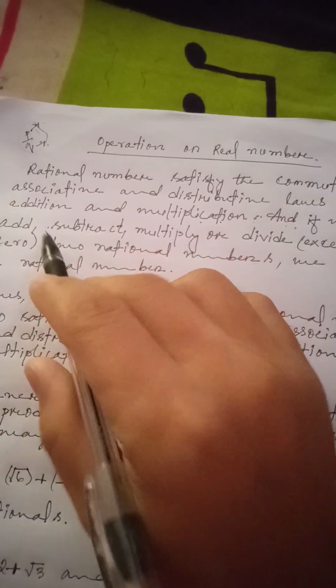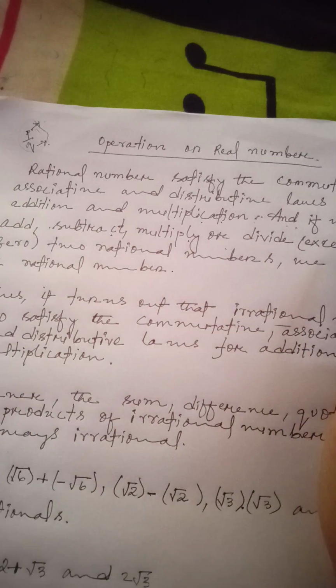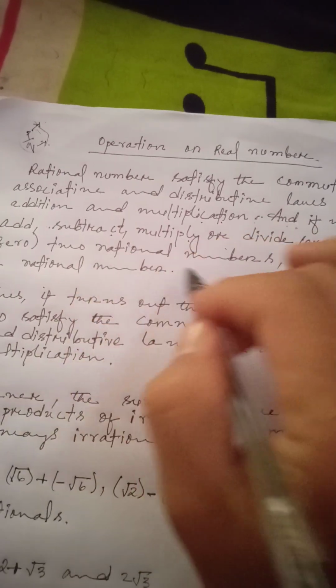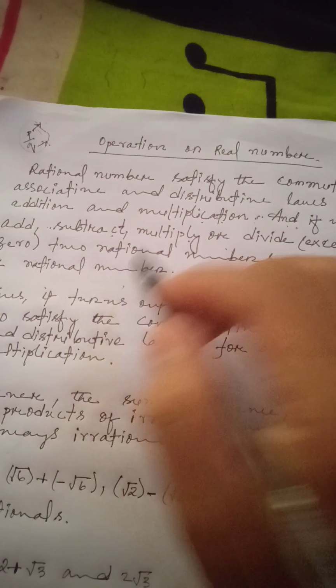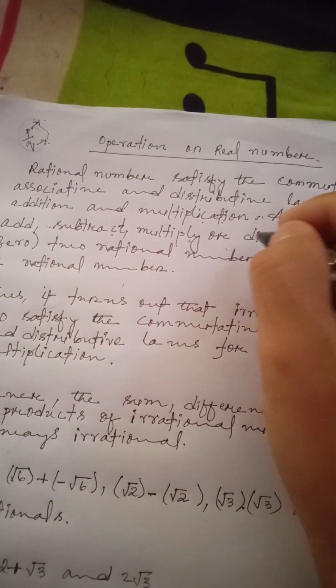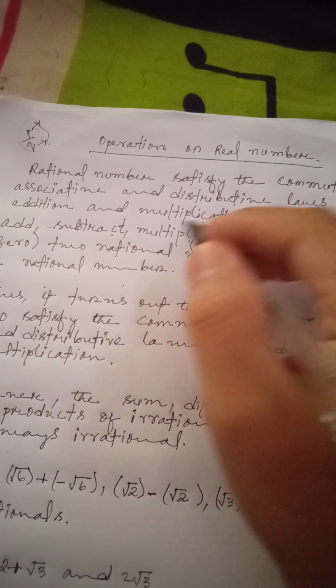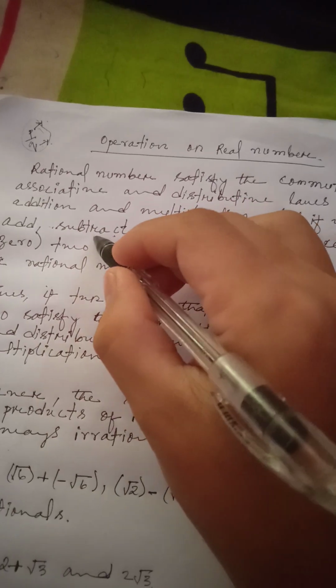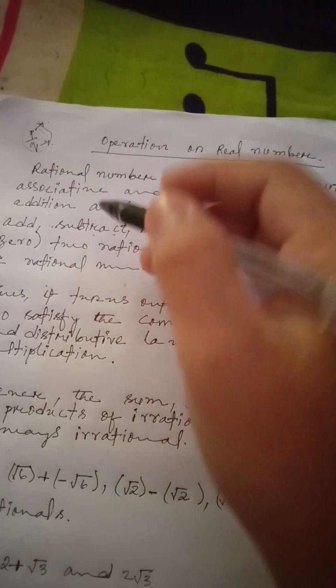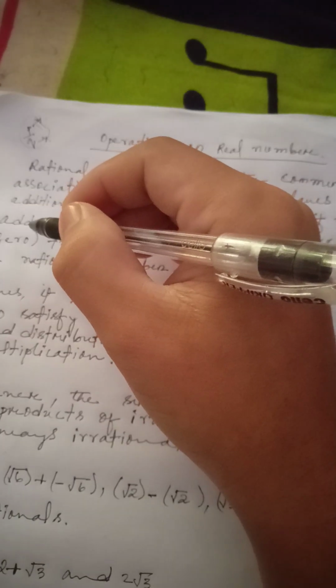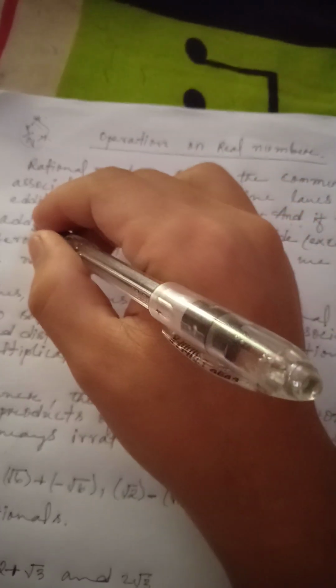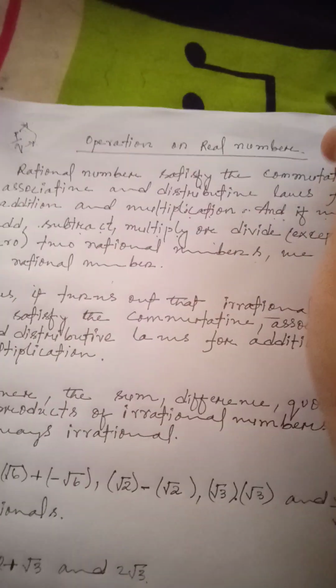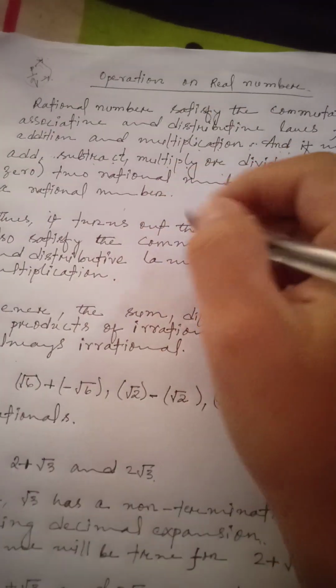And if we add, subtract, multiply or divide (except by 0) two rational numbers, we will get a rational number. Suppose we are dividing two rational numbers, or multiplying two rational numbers, or subtracting one rational number from another, or adding one rational number to another. In this case the outcomes or the results will be rational numbers. Okay, then let us move here.